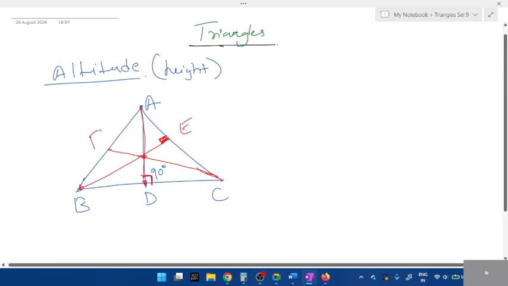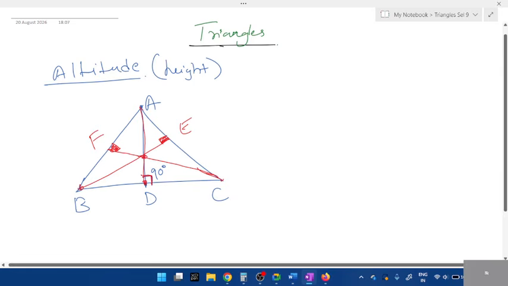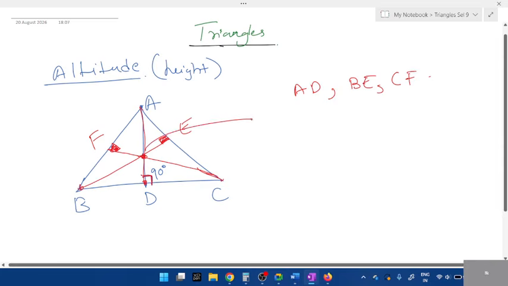What's the angle formed here? 90. And for median, did I tell anything like that? Did I tell 90 degrees? No. Remember this: median is not 90 degrees. Median is all about distance, the midpoint. Now there are three altitudes here: altitude AD, altitude BE, and CF. And wherever these three meet, they are concurrent. Concurrent meaning all three join at the same point, and this point we name O. O stands for orthocenter.